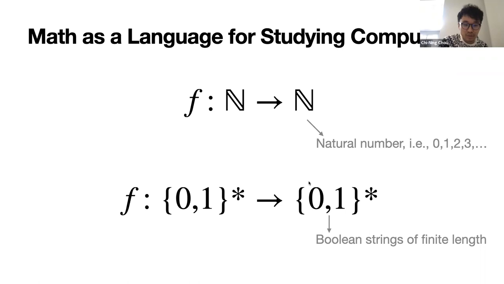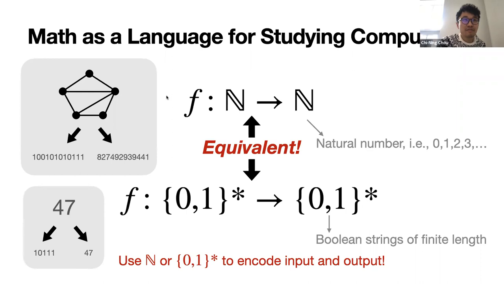Yeah, so this might sound a little bit abstract. What do I really mean? It just means that for some inputs, like a graph, we encode it using binary strings, or using natural numbers to represent it. Similarly, for 47, when I ask you whether it's a prime, you can have a binary encoding or you can just use a natural number to represent it. So it looks scary, but in hindsight, it's just a representation for the objects, for the input and output you have in mind. But by this kind of abstraction, now we can treat computational problems as a math problem to study.